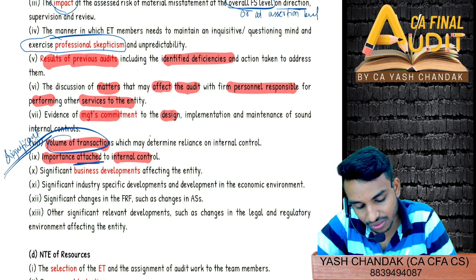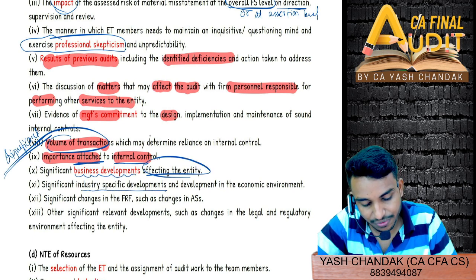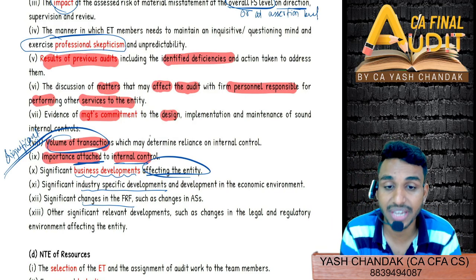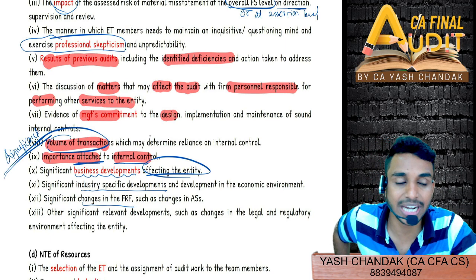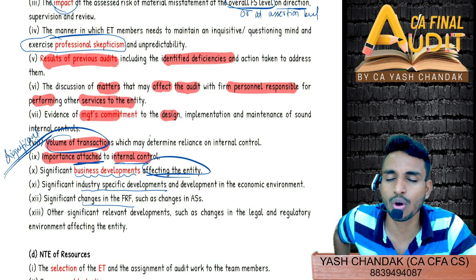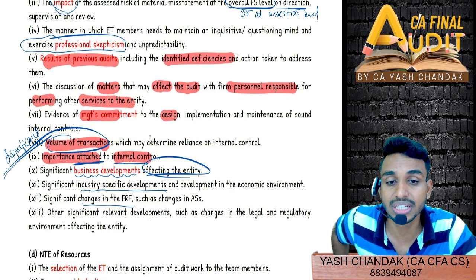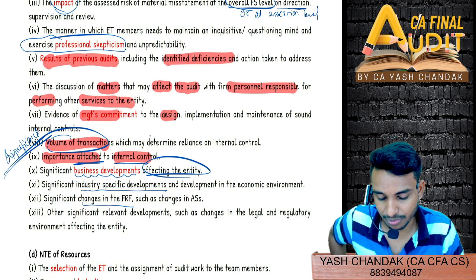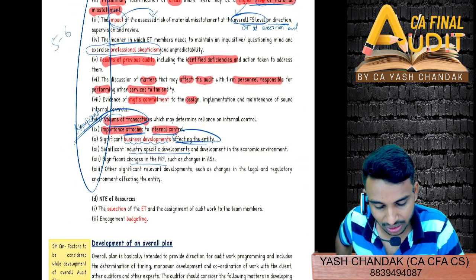So volume of transaction, importance attached to internal controls, significant business development affecting the entity, significant industry specific developments, significant changes in the FRF. So whatever changes, whatever developments, whatever significant factors you can think of, just try to tally whether these are given or not. Next time when you revise, see whether all the significant factors with respect to materiality, changes in certain FRF, changes in certain circumstances are covered. Just try to recall at least 5 to 6 points out of all these points. That is more than enough.